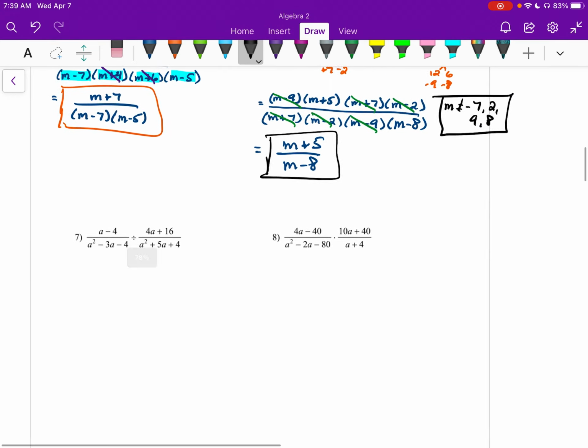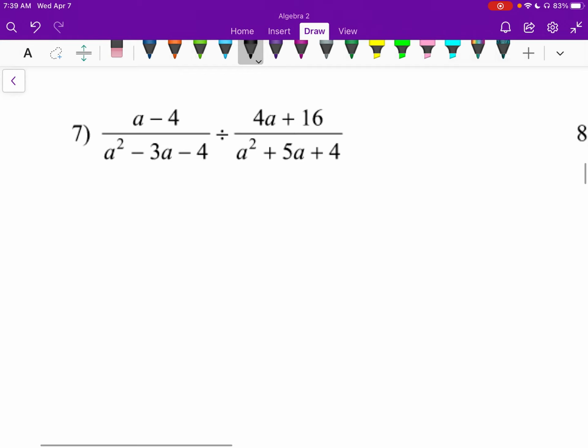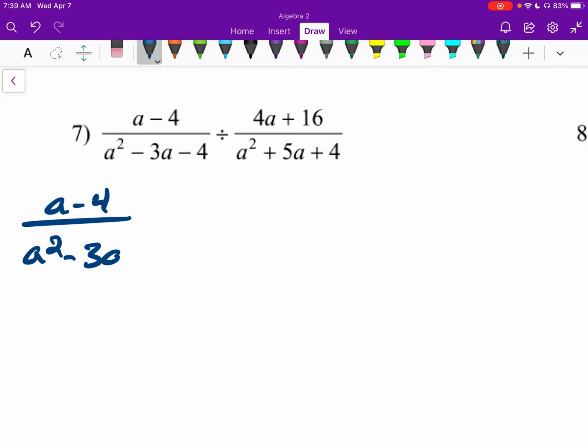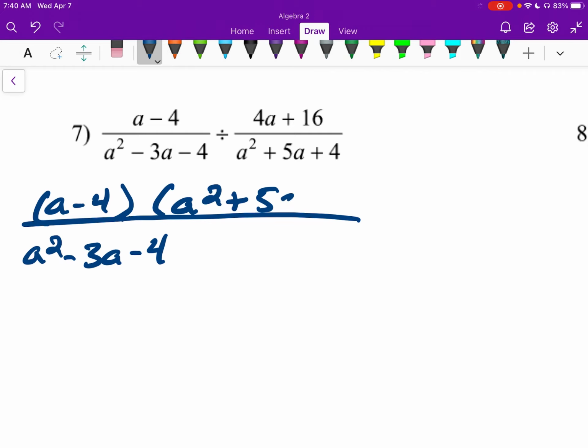Moving on, number 7 here. Same thing's going to happen with our division sign. We're going to flip that second fraction. And so before I do that, well, you know what? We'll just do that now. We'll say a minus 4, a squared minus 3a minus 4. And I'm just going to multiply them together also. The bottom becomes the top, so this will be a squared plus 5a plus 4. And the bottom piece is 4a plus 16.